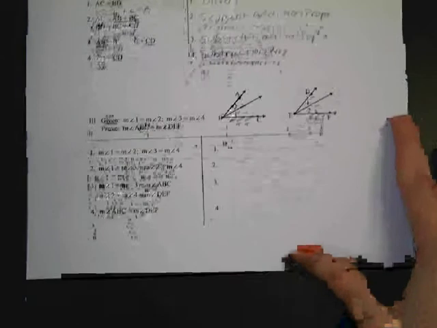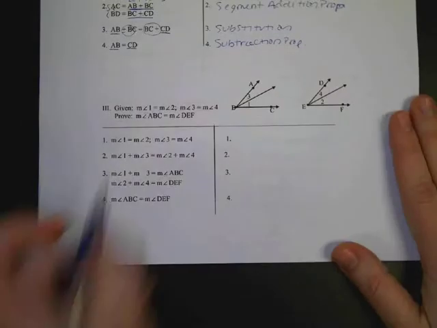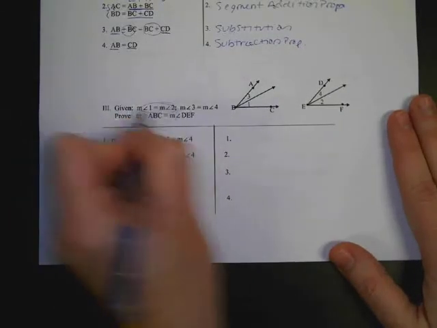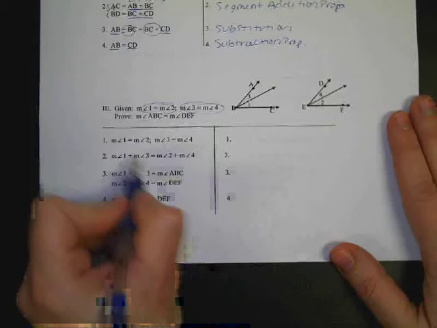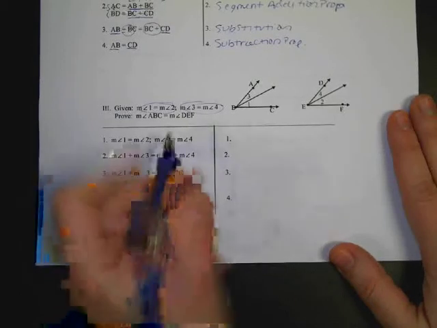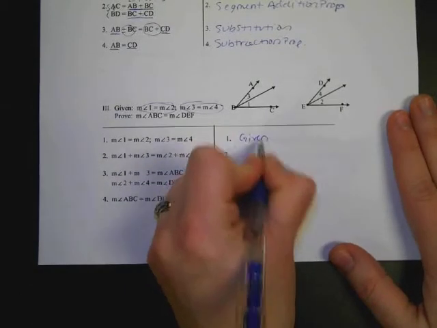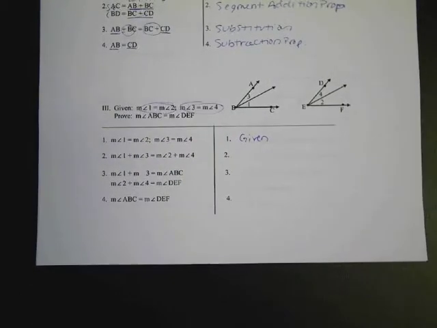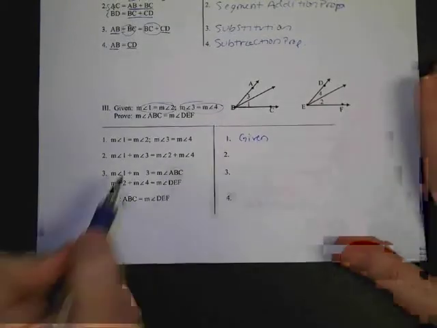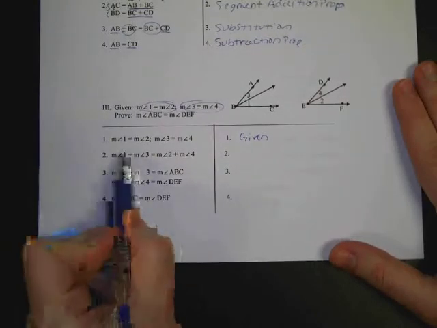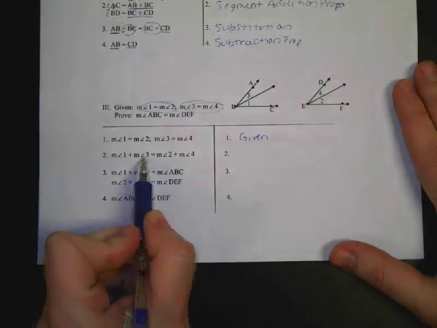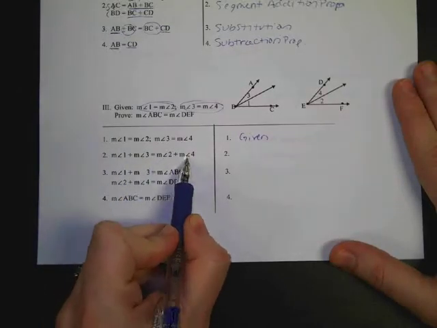All right, we're going to do one last proof together. Number 3. This time we're given two things. We're given 1 and 2 things, but they've listed both of those things on the first step. So I'm still going to have 1 given because they've combined it into 1. But it can always be broken into 2 steps if I wanted it to. And then it says, in step 2, we've got angle 1 plus angle 3 equals angle 2 plus angle 4.